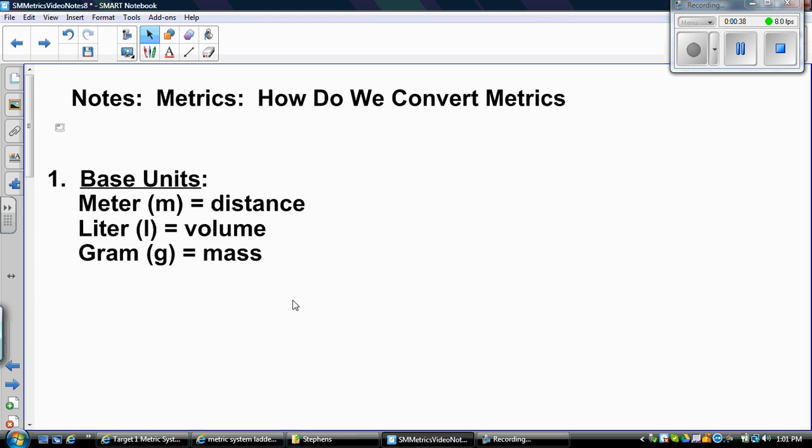Okay, so remember the metric system, the standard base units are meter, liter, and gram. Meter is the standard unit used to measure distance. A liter is the standard unit in science to measure volume, and gram is the standard unit used to measure mass. Next to each base unit, you have the symbol.